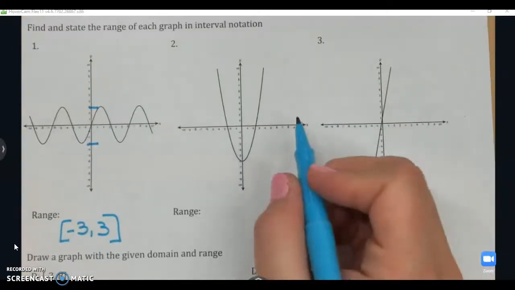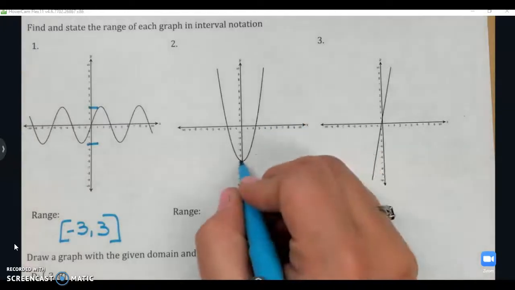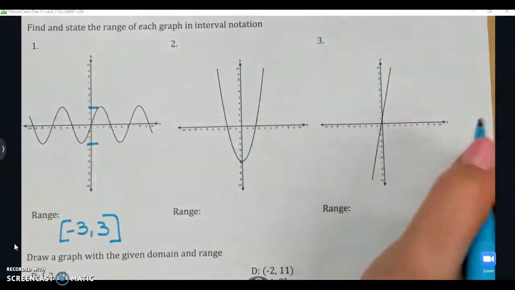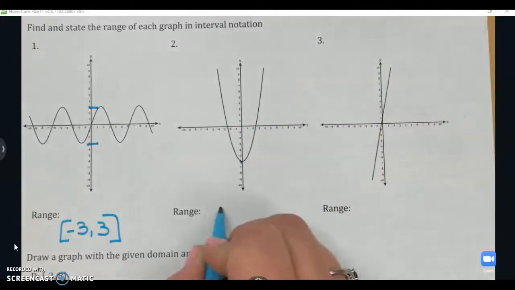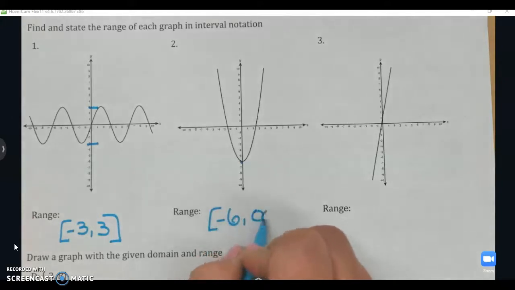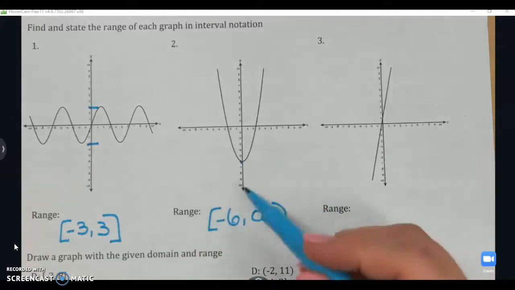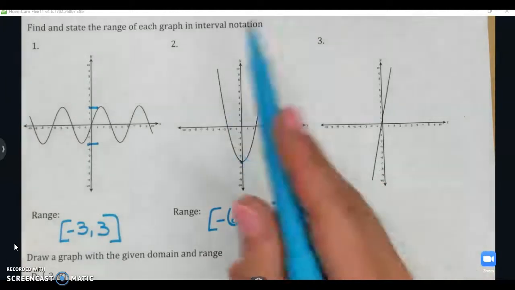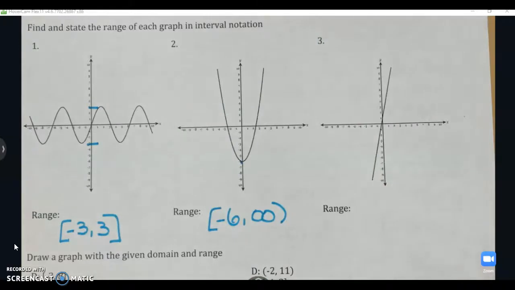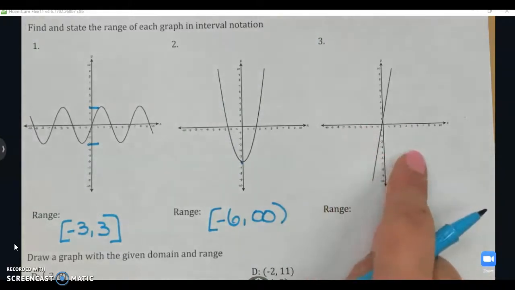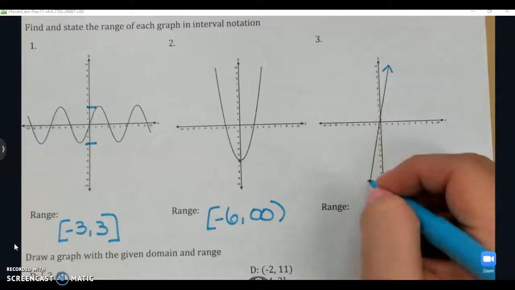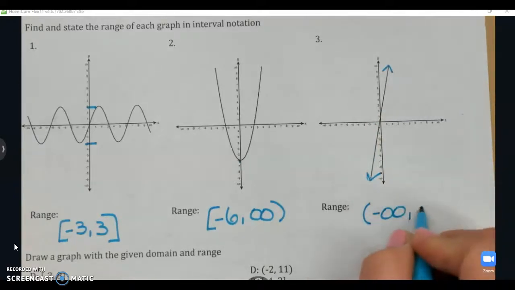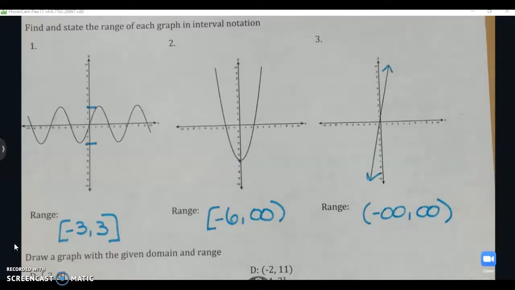Looking at 2, my graph starts down here at negative 4, that's negative 6, and it's going off to positive infinity. So my range is going to be bracket negative 6 to parentheses infinity because, again, I don't have any breaks or open holes, so I know it includes negative 6, and then infinity always gets parentheses. And then lastly here on graph 3, this graph is going off forever and ever, up and down, so this range is all real numbers, which is negative infinity to positive infinity.